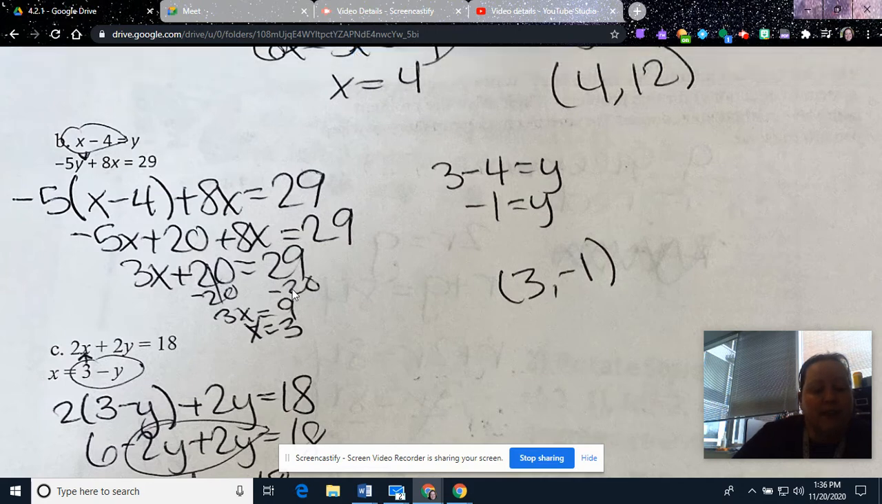Subtract 20 from both sides next. You get 3x equals 9. Divide both sides by 3. You get x equals 3.